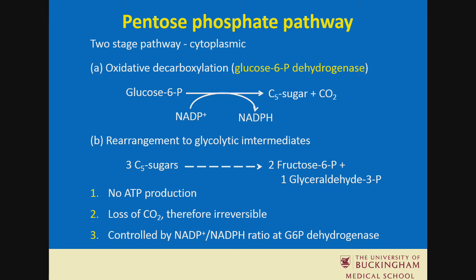And the key thing here is the production of NADPH, so increasing the amount of reducing compounds within the cell. The second part of the pentose phosphate cycle is a rearrangement of our 5-carbon sugar. So this actually involves 3 5-carbon sugars that will produce, in the end, 2 fructose molecules and 1 glyceraldehyde.